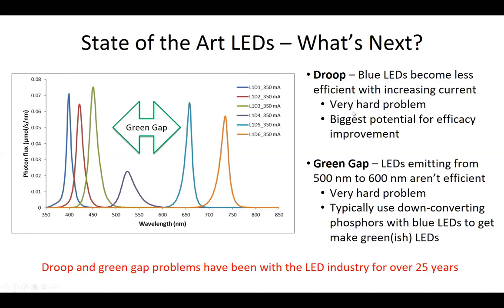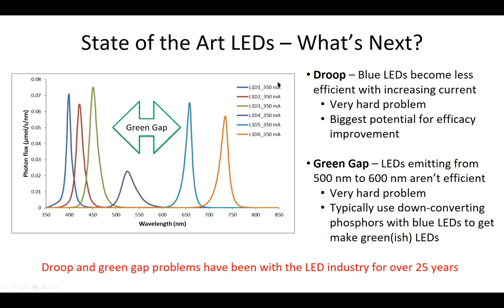The first big problem with blue LEDs is something called droop. It simply means that as you put more current into the LED, it gets less efficient, even if it doesn't get hotter. There are very sophisticated quantum mechanical arguments for why that happens. It doesn't really happen with red LEDs. It's a very hard problem. It's got the biggest potential for efficiency improvement, but as I said, researchers have been working on it for over 25 years. It's a very hard problem to solve.